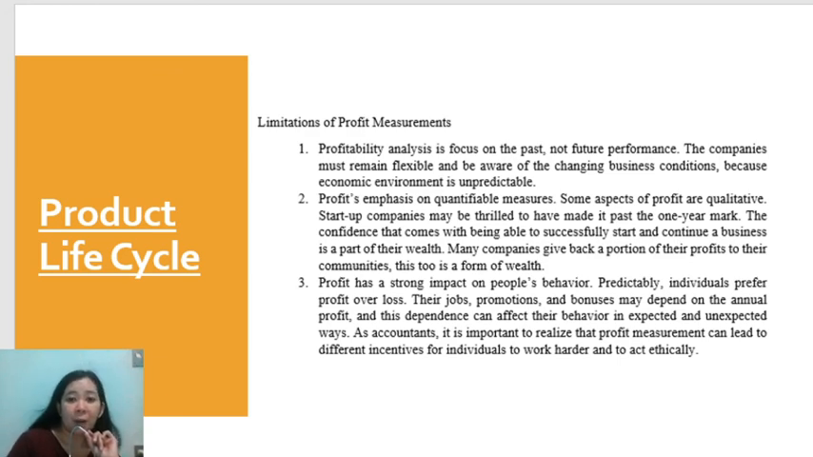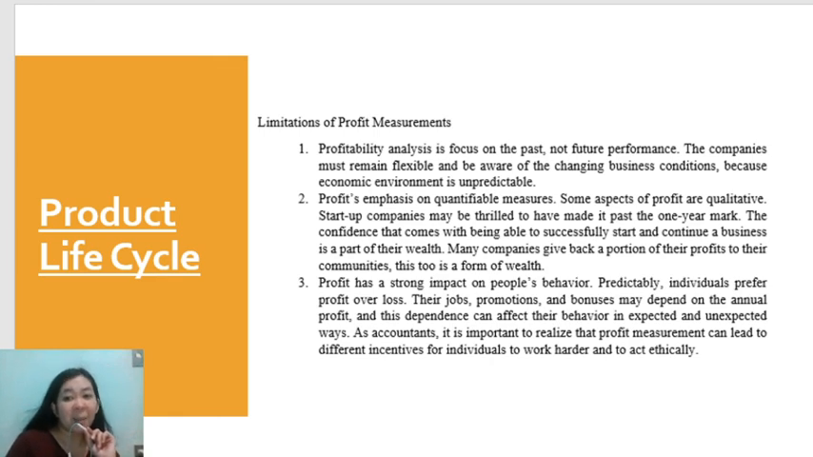So number two, profit emphasizes quantifiable measures. Some aspects of profit are qualitative, not only quantitative. So startup companies may be thrilled to have made it in the past 1 year. Okay, so they mark celebrations of anniversaries. The confidence that comes with being able to successfully start and continue a business is part also of their wealth. So many companies give back a portion of their profits to their communities in the form of corporate social responsibility. This too is a form of wealth for them. So this is qualitative.